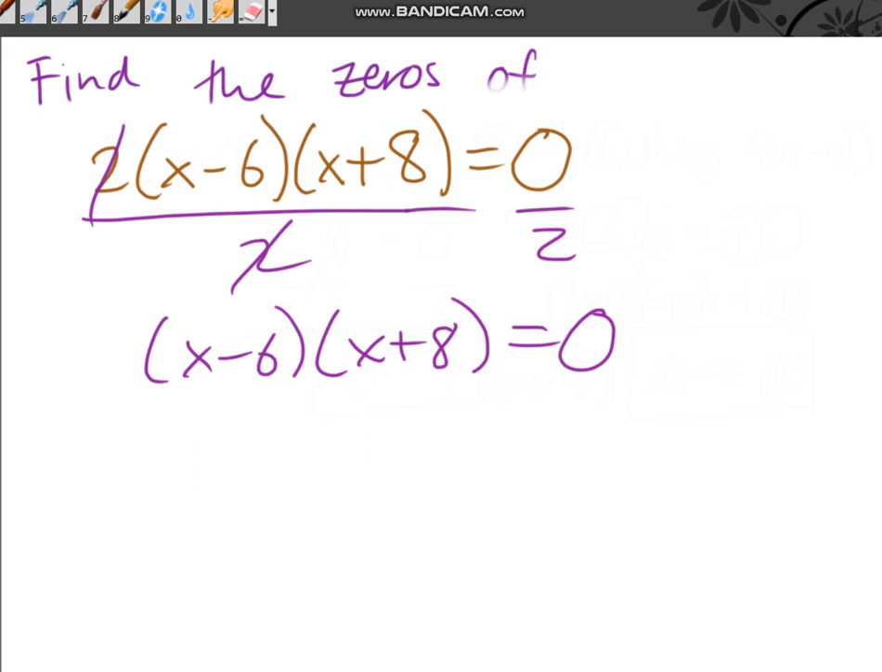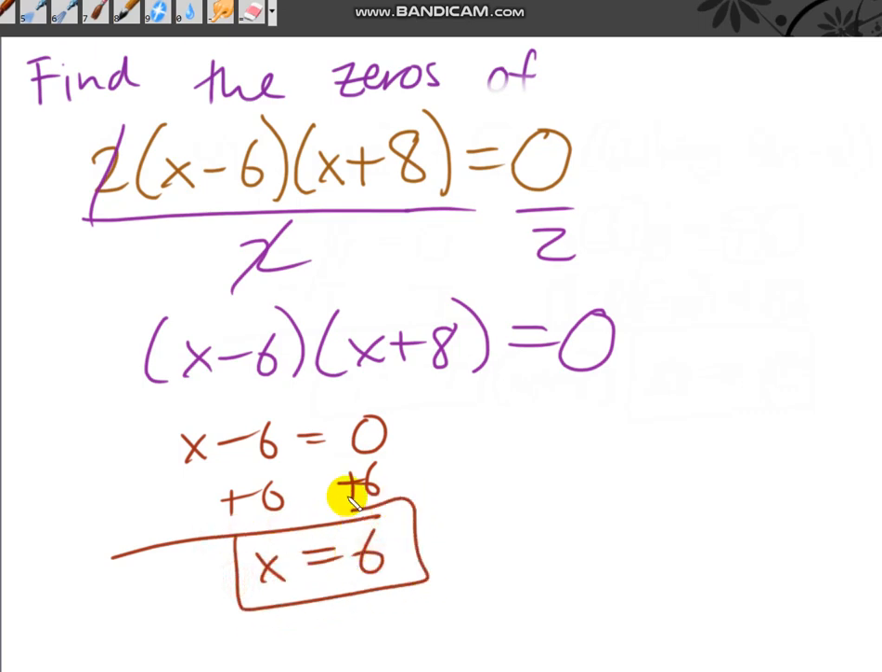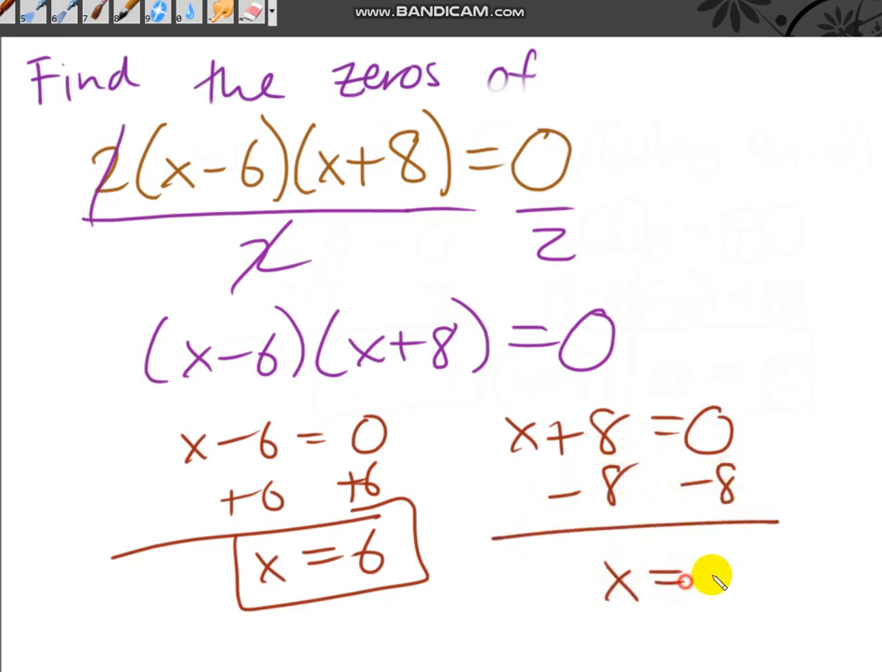Just like I showed you earlier, set this piece equal to 0. So we're going to have x - 6 = 0. Add 6 to both sides, and we get x = 6. Take this piece, set it equal to 0. We have x + 8 = 0. Subtract 8 on both sides, and then we get x = -8. So those are our two possible answers. Those are our zeros of this function.